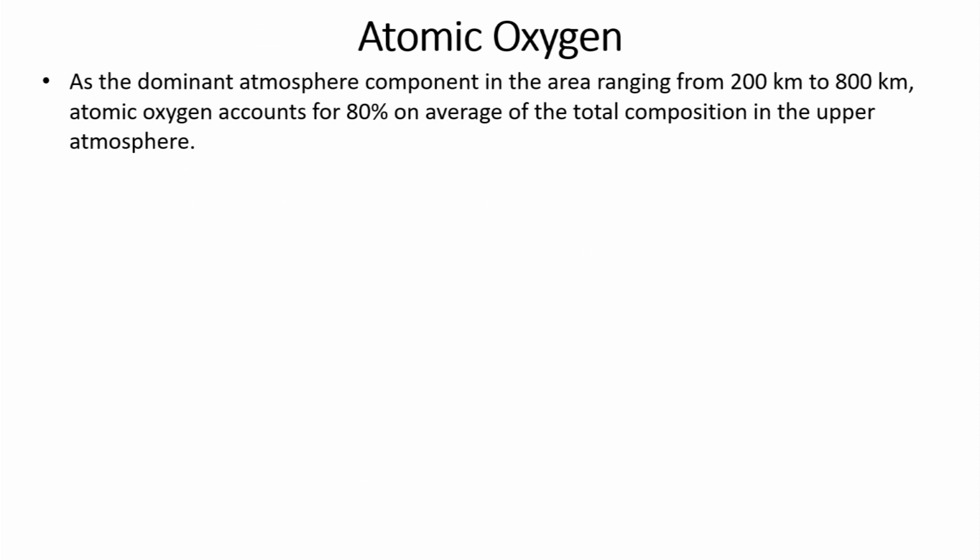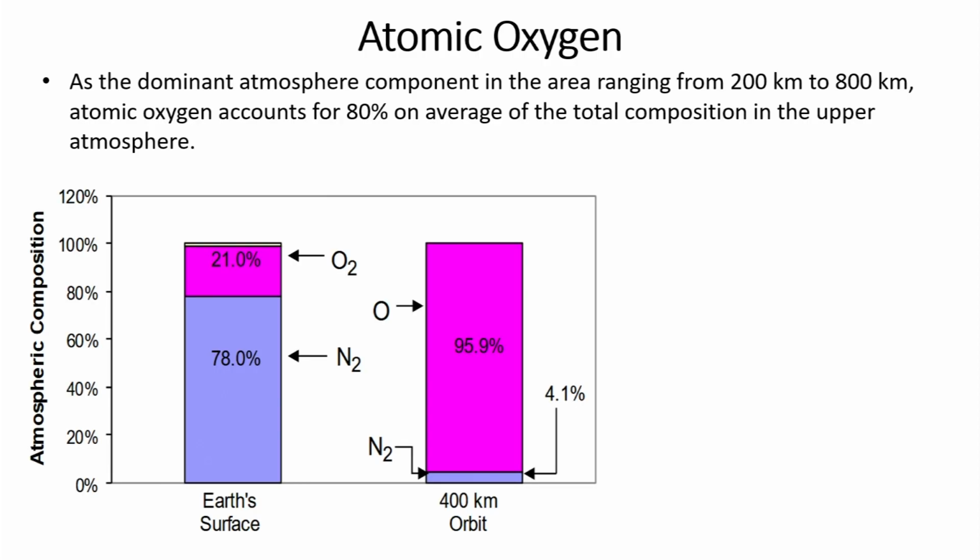As the dominant atmospheric component in the region ranging from 200 kilometers to 800 kilometers, atomic oxygen accounts for 80% on average of the total composition of the upper atmosphere. You can see from this figure that at the earth's surface, as we already mentioned, 78% of the gas constituents are nitrogen molecules, 21% is oxygen, and the remaining 1% is carbon dioxide and other trace gases.